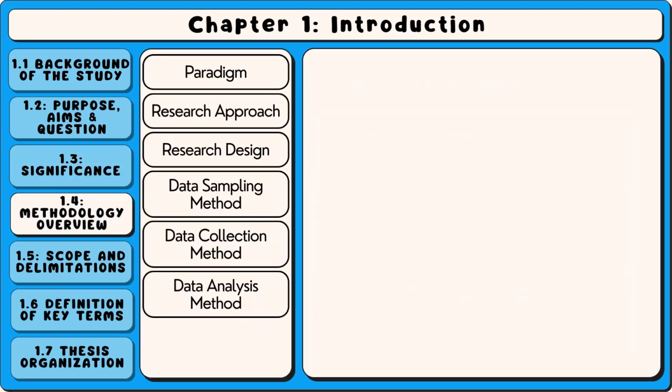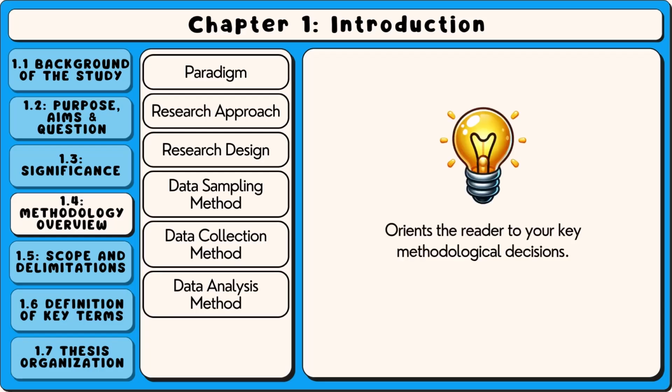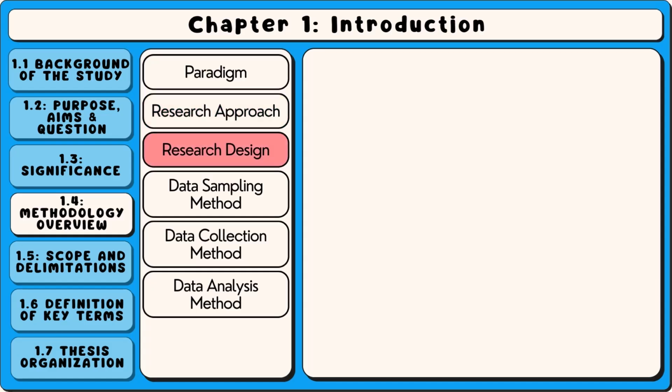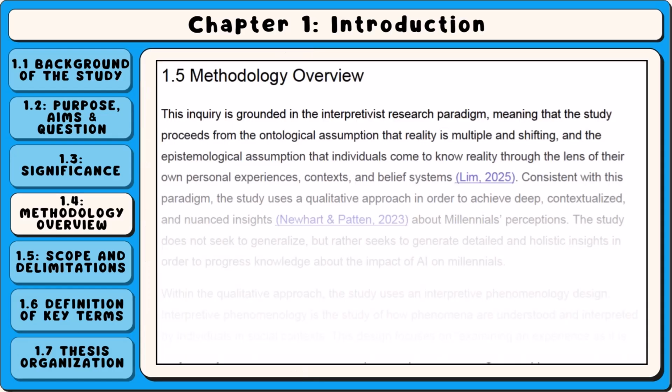Now let's move on to section 1.4, which is the methodology overview. This section will orient the reader to all of your study's key methodological decisions, including the chosen research paradigm, research approach, research design, data sampling method, data collection method, and data analysis method. By the end of this section of the video, your methodology overview will look something like this.